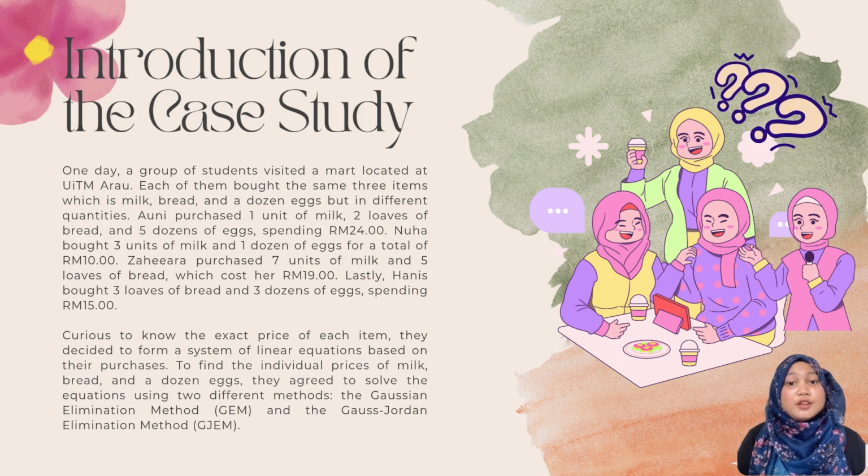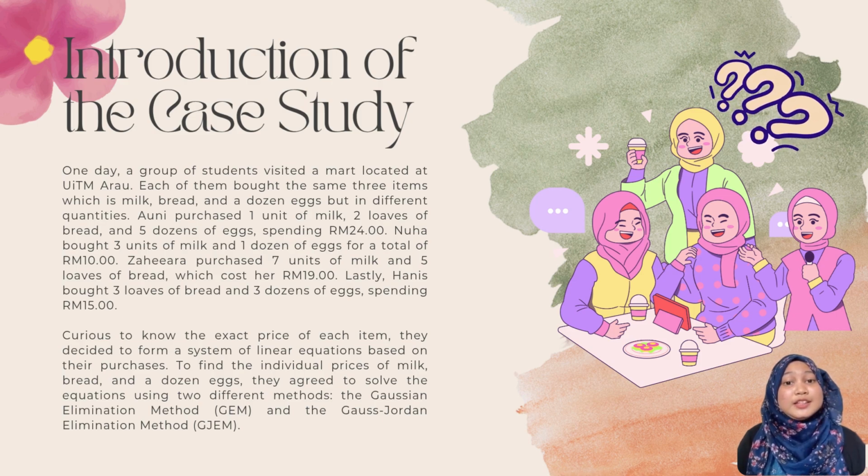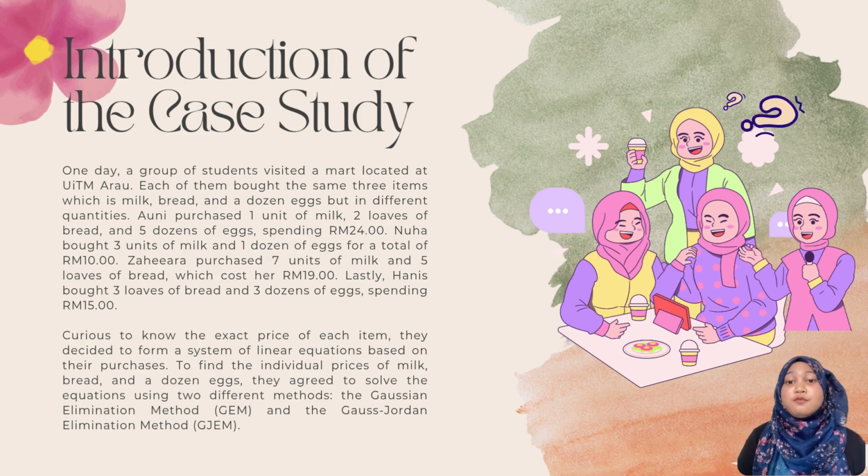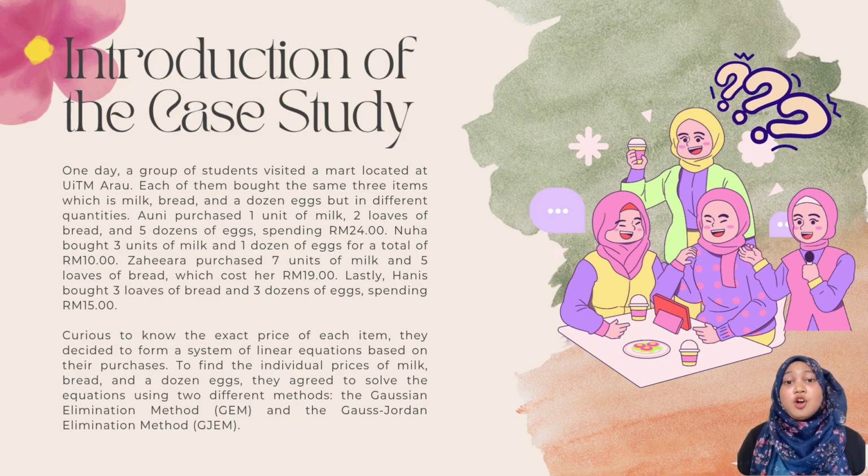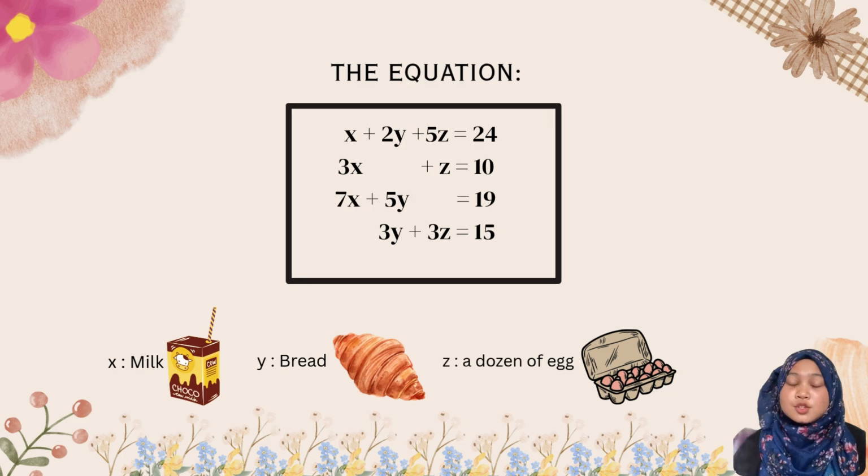To find the individual price of milk, bread, and a dozen of eggs, they agreed to solve the equations using 2 different methods, which are the Gaussian elimination method and the Gauss-Jordan elimination method. So here are the linear equations that they made. The first line is Auni, the second line is Nuha, the third line is Zahira, and the last line is for Hanis.